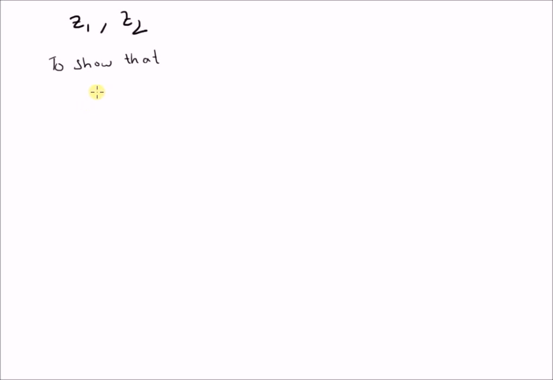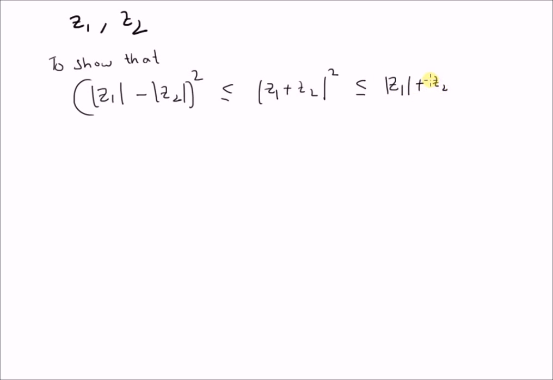the square of the difference, that is (|z1| - |z2|)², is always less than or equal to |z1 + z2|², which is in turn always less than or equal to the square of the sum, (|z1| + |z2|)². So we want to prove this inequality. Let us look at the proof.